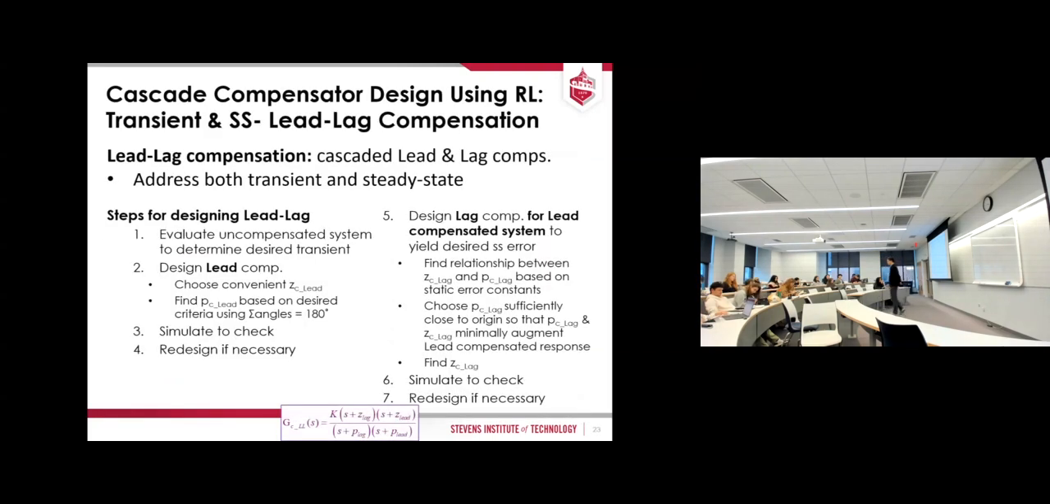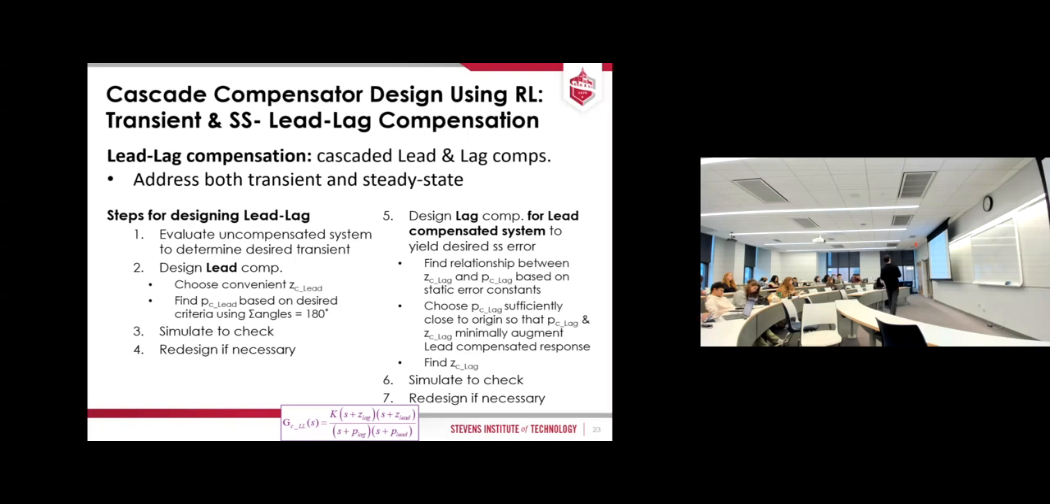Okay. You can also put lead and lag together. You first perform the lead compensation, then you add another compensator, lag, in series. Okay? See what it does. You cascade the lead and lag compensators to address both transient and steady state response.